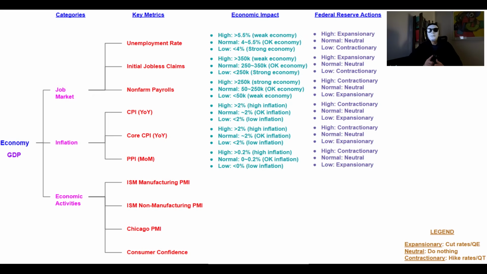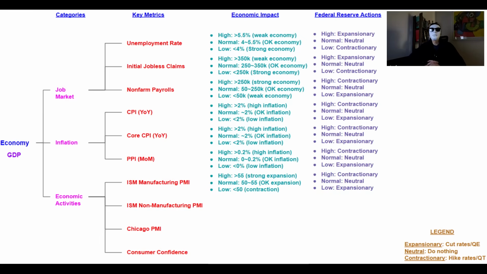Now, on the economic impact and the Federal Reserve's actions, with the number 50 being the neutral state, we can generally assume that any number over 55 means a strong expansion in the economy, while any number below 50 is a contraction in the economy. Now, on the Federal Reserve's actions, if the number indicates a strong expansion, the Fed will try to cool down the economy with a contractionary measure, and vice versa.